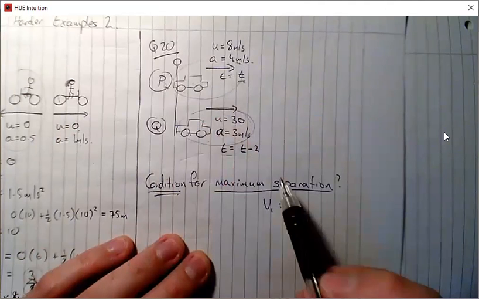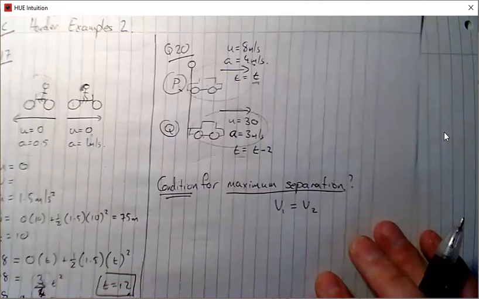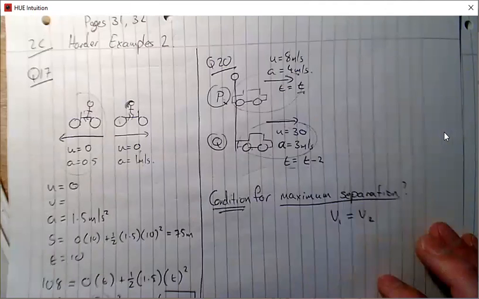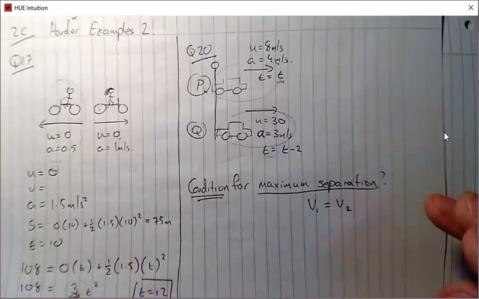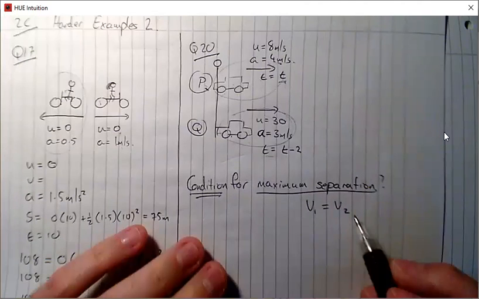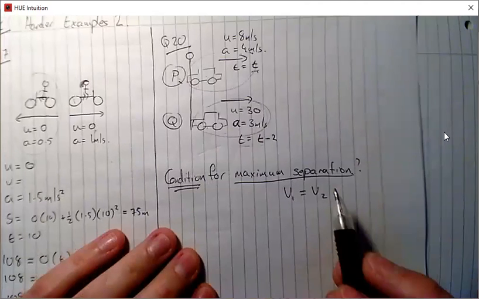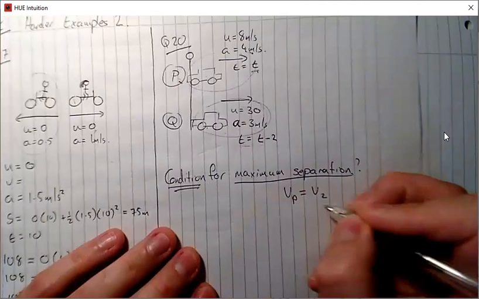So when the question says find the maximum distance between them, or show that they will never be ahead by more than 74 meters, the maximum distance is 74 meters. They're saying use this condition, that the two velocities will have to be the same. So the velocity for P has to equal the velocity for Q.